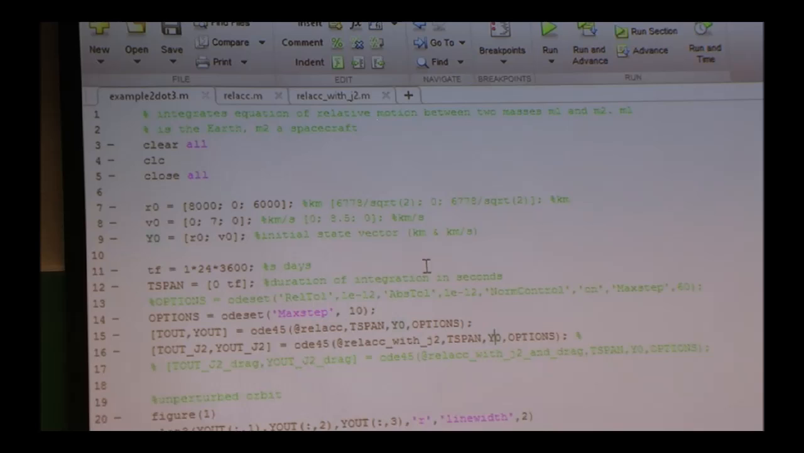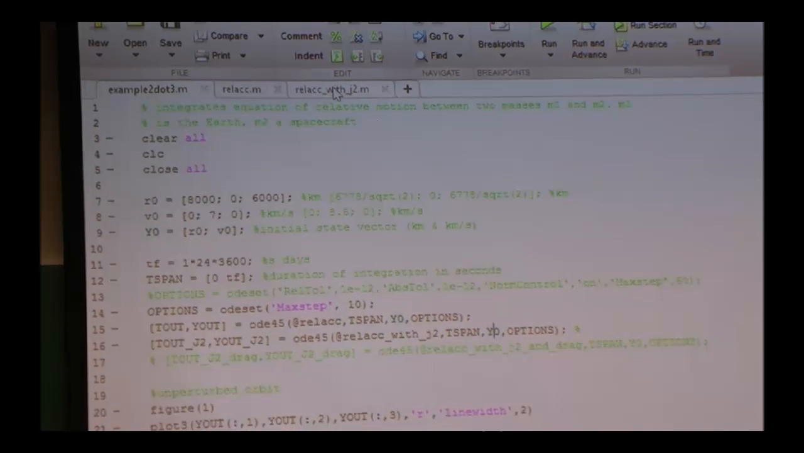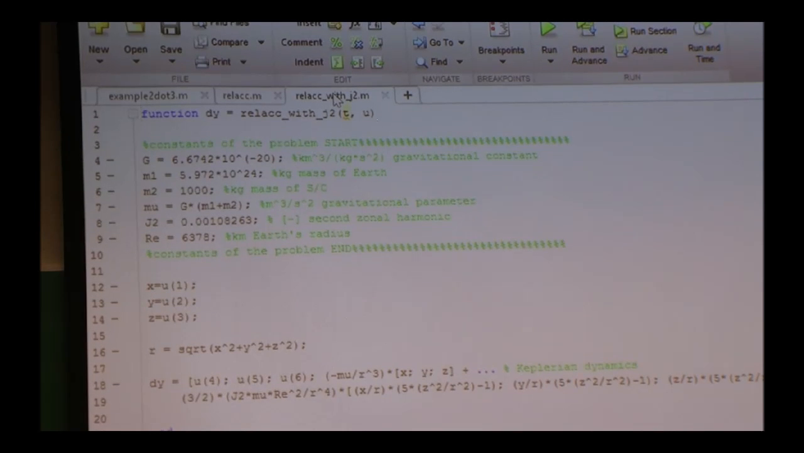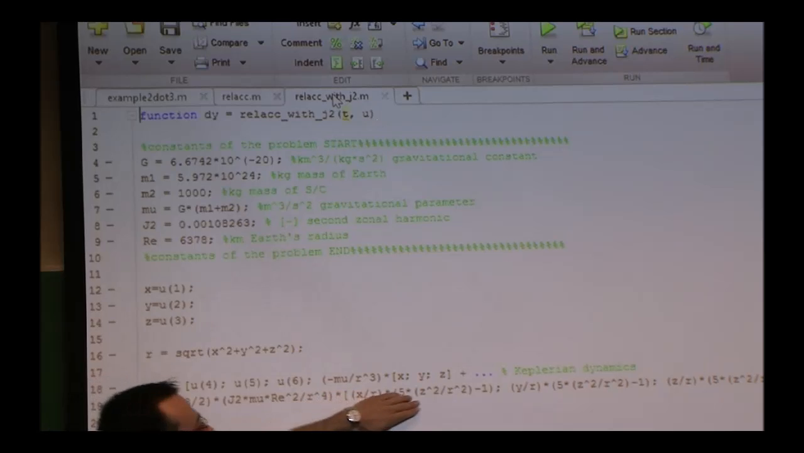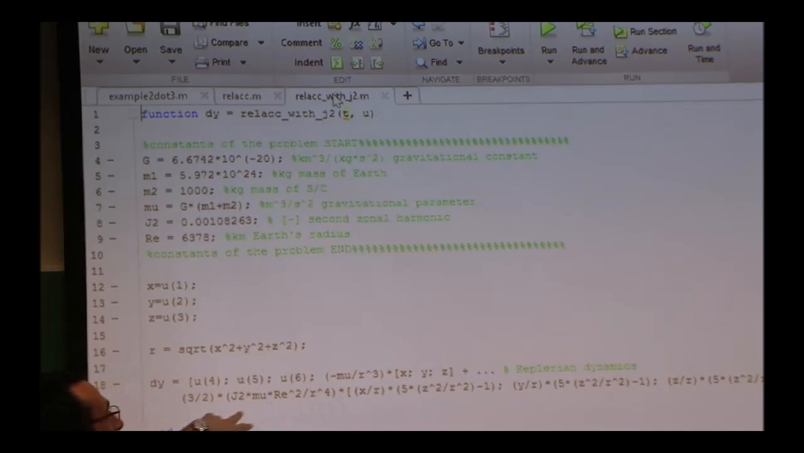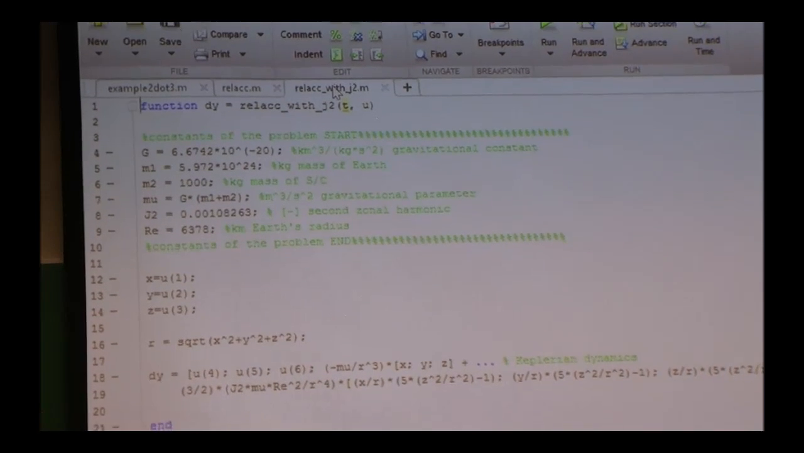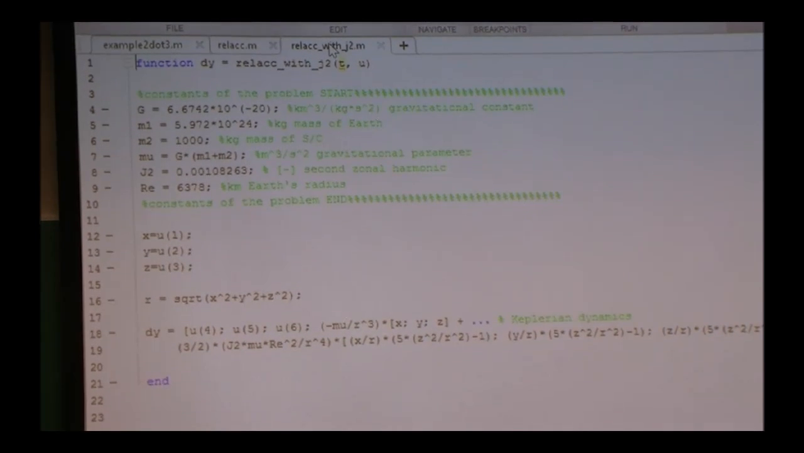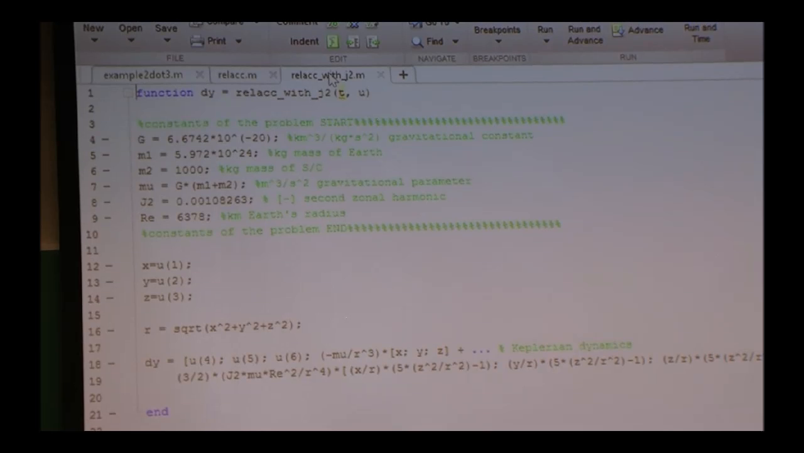Okay, and so what I've done here with the second function is simply taking the same that I had before, identical. Up to this point it was just the same, Keplerian dynamics. And then I added this expression here, which is an additional acceleration you get when the planet is an ellipsoid. And you can find, we'll get there.